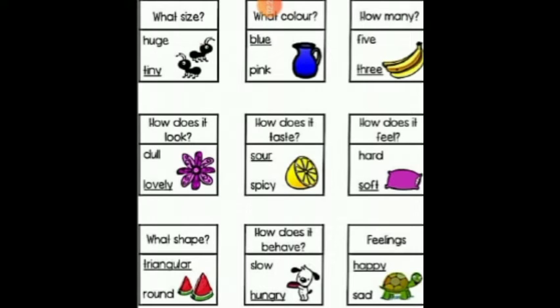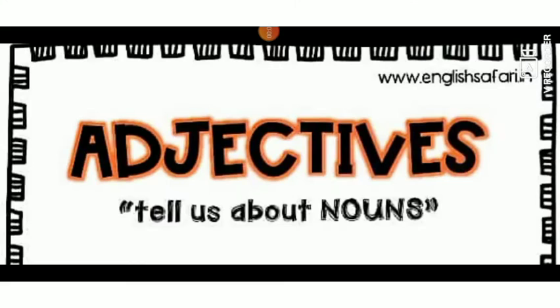What have you done here, children? You have described all the nouns with a few words, right? Like tiny, sour, blue, 3. All these are describing words. The describing words are called adjectives in grammar. What are adjectives? Adjectives are describing words that tell us about nouns.